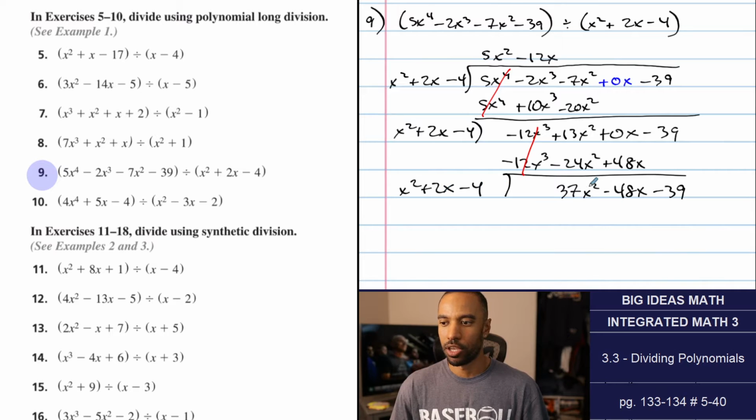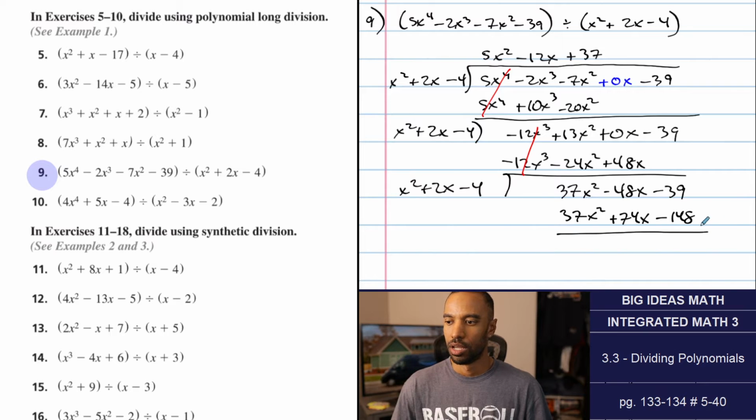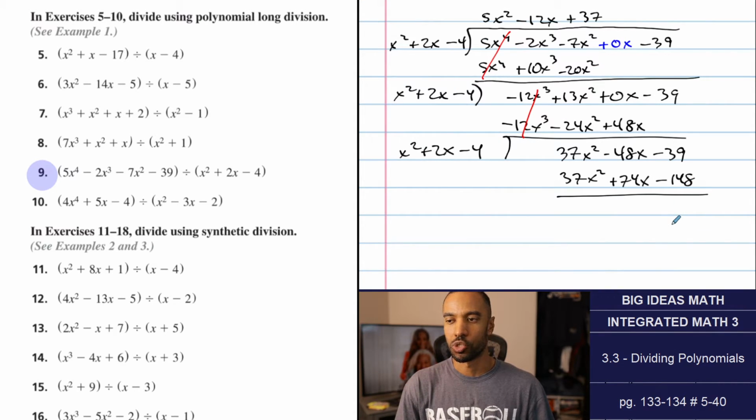All right, x squared goes into 37, x squared exactly 37 times. And we get 37x squared. 2 times 37 is 74, I think. And negative 4 times 37 is negative 148. All right, no one ever said these answers will look good.